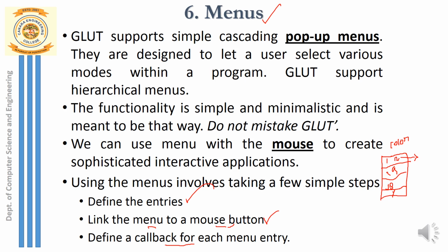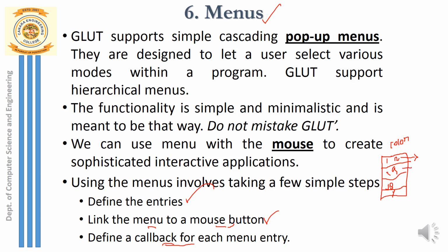All my objects on the display window should turn to red. So I should write a piece of code to convert all the objects to red. Whenever I click a mouse button on this menu entry red, I should be defining one function, a callback function, and in that callback function I should write a piece of code to convert all the objects to red color.